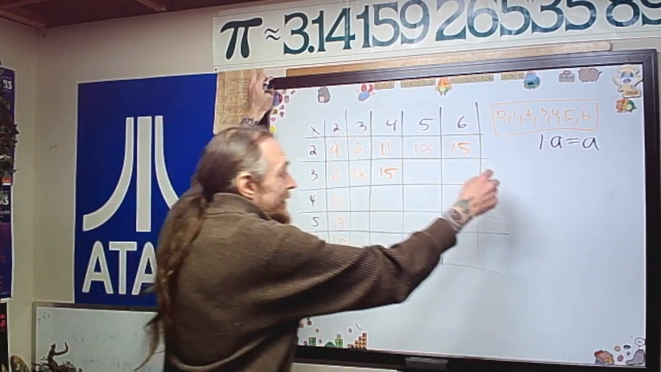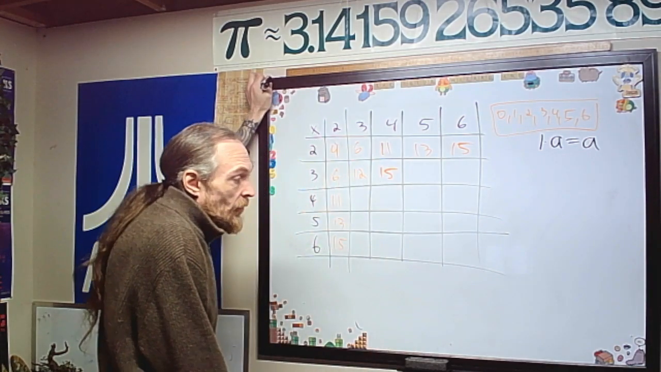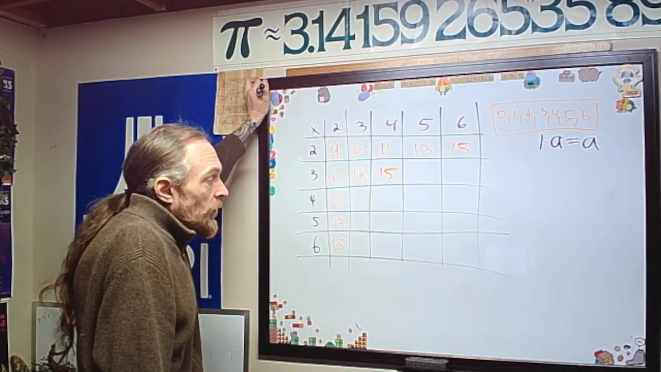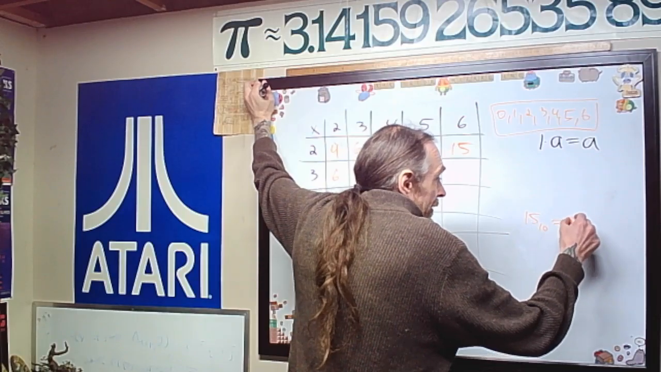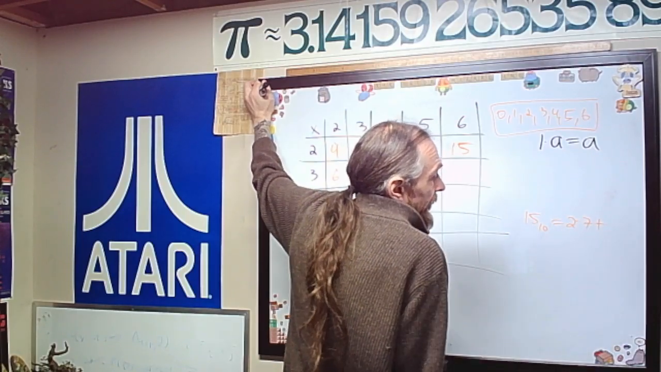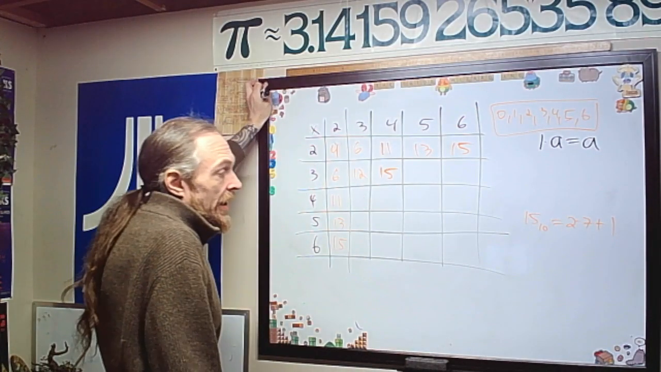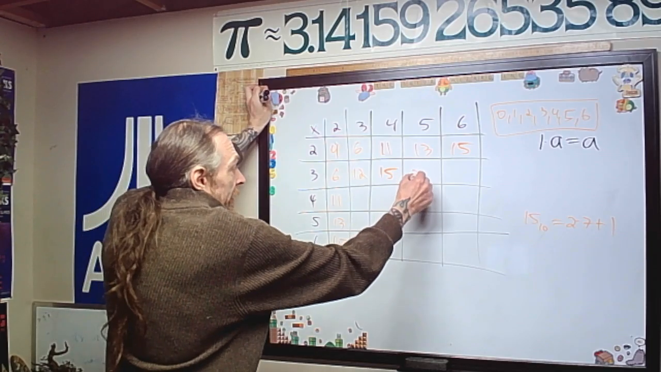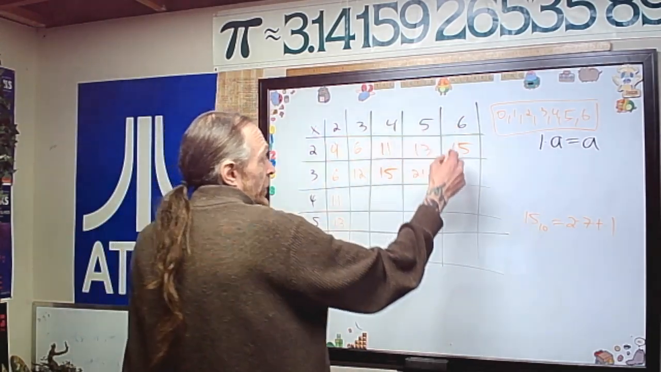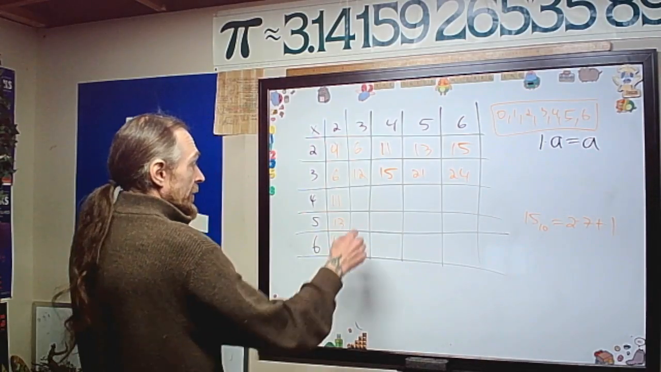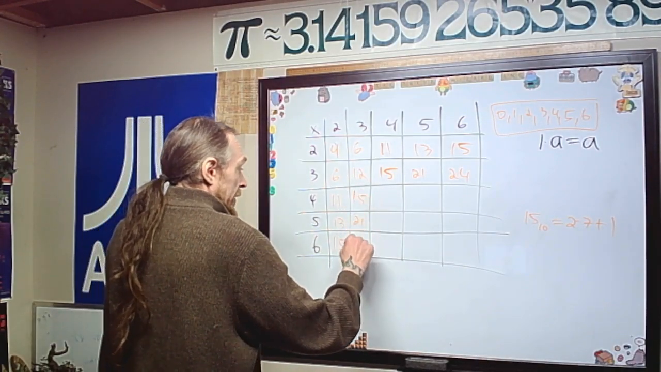3 times 5 is 15, but 15 is now what? 2 groups of 7. 15 in base 10 is 2 times 7, 14, plus 1. So now what is it going to be? 21. And then the next one should be 3 more than this one, so 24. And then we should get 15, 21, 24.